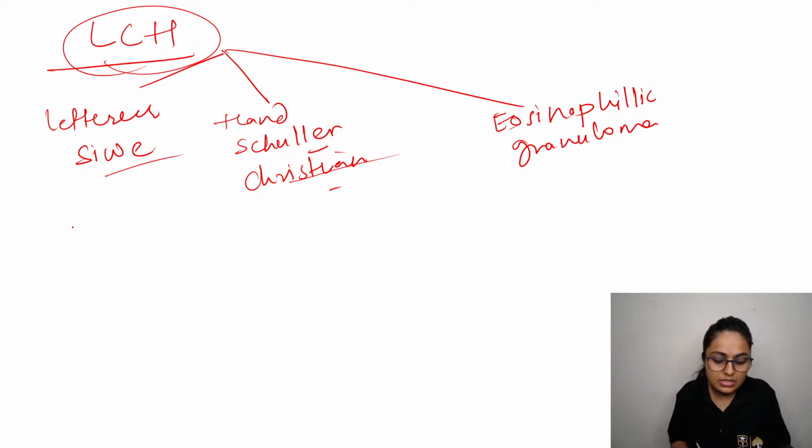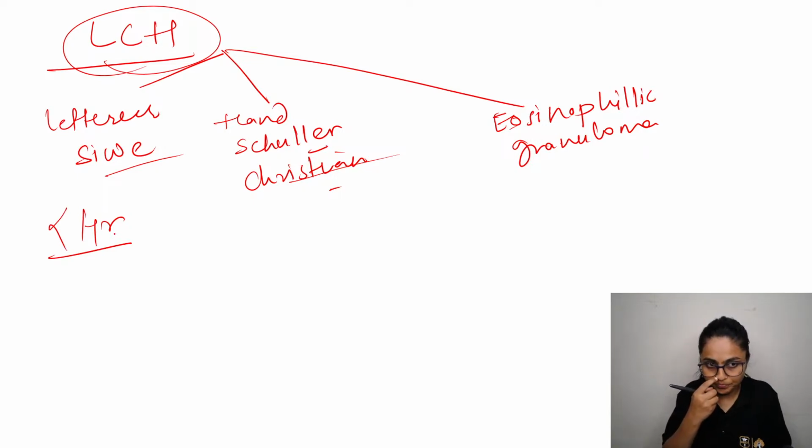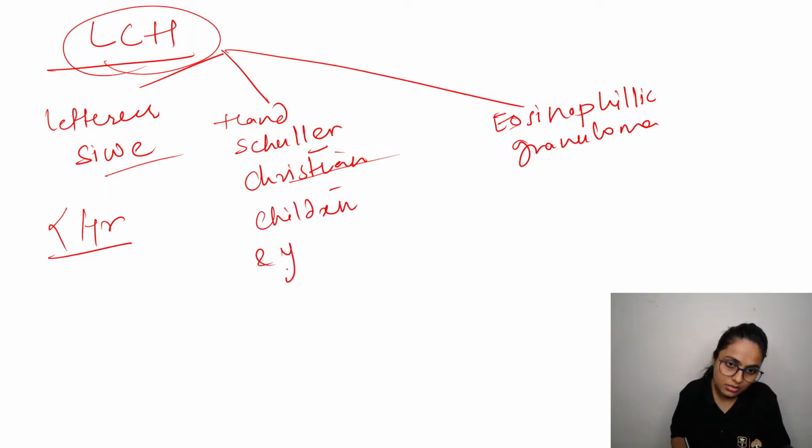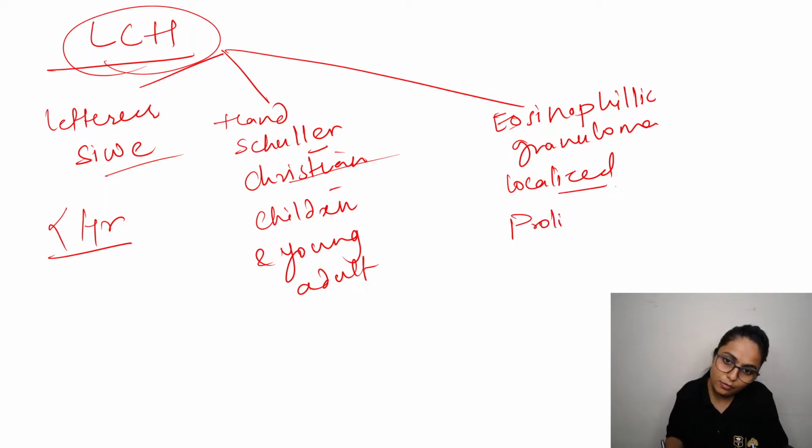Letterer-Siwe disease is seen in less than 1 year of age. Hand-Schüller-Christian disease is seen in children and young adults. Eosinophilic granuloma is mostly a localized form, and the characteristic feature is proliferative periosteitis. Just remember these terms: proliferative periosteitis.